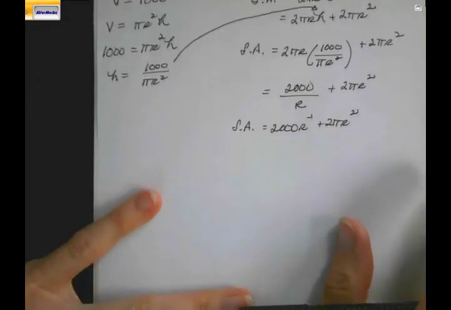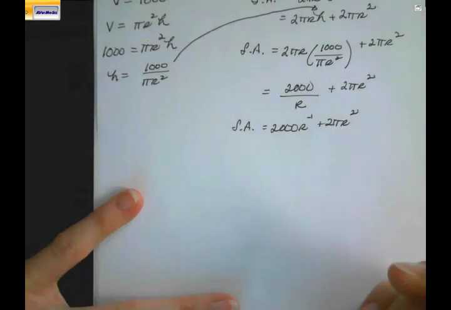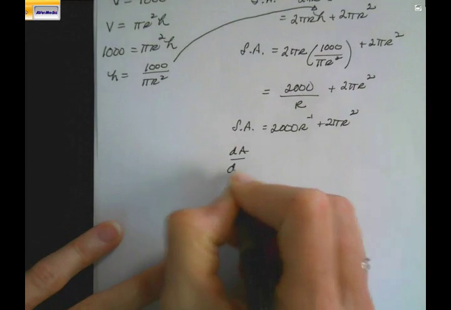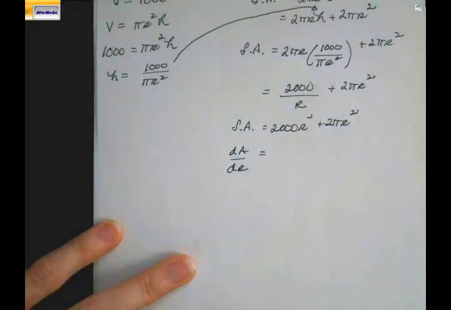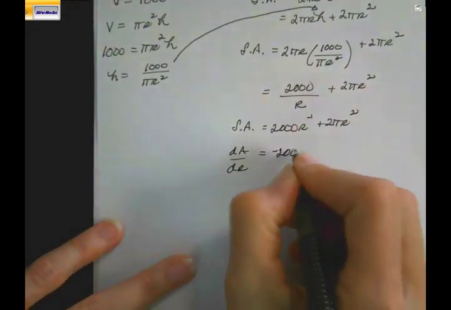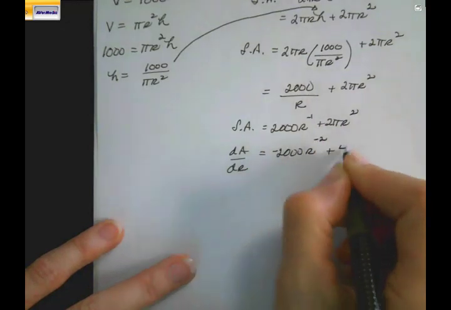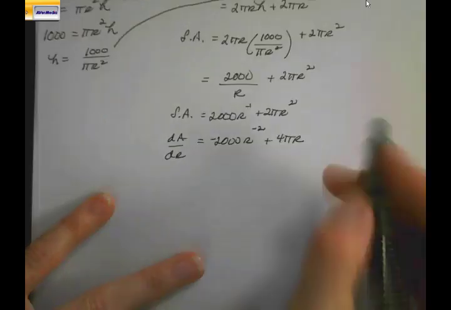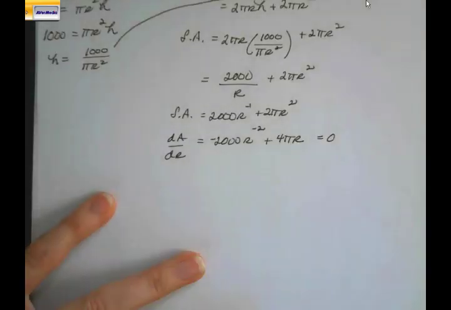All right, so here we go. How am I going to write this? First derivative. We'll just call the surface area A. So this is going to be negative 2,000 r to the negative 2 plus 4 pi r. There's our first derivative. We've got to set this thing now equal to 0 to find your critical values, to find either a local max or a local min, and we want the min.